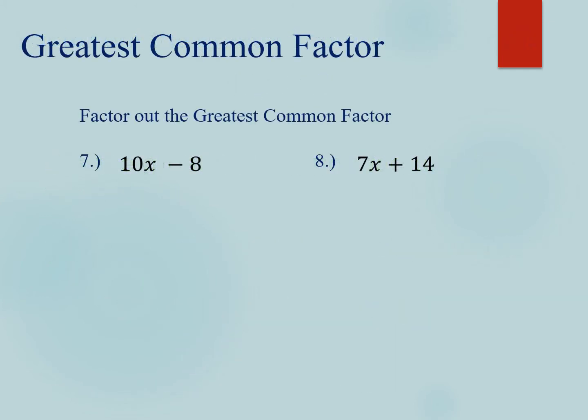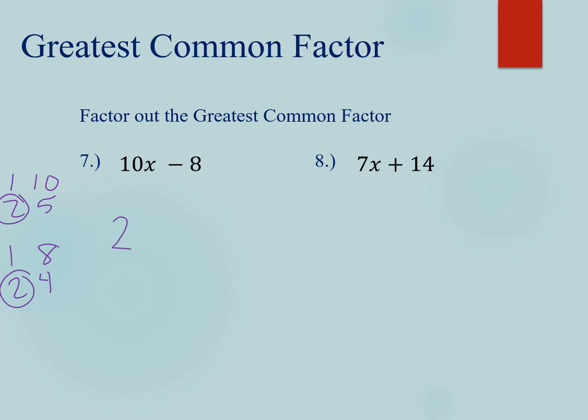Okay, so let's go ahead and take a look here. I had a few more. So number 7 here, when I'm looking at 10x minus 8, if you really still need to write out the factors, then go for that. So like the factors of 10 are 1 and 10 and 2 and 5. The factors of 8 are 1 and 8 and 2 and 4. Okay, so you should see that 2 is that greatest common factor that they have.